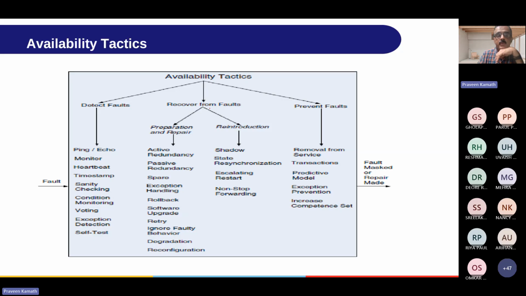Recover from faults. Two: preparation and repair, and reintroduction. In preparation and repair, you have active redundancy, passive redundancy, spare, exception handling, rollback, software upgrade, retry, ignore faulty behavior, degradation, reconfiguration. In reintroduction, you have shadow, state resynchronization, escalating restart, non-stop forwarding. Then comes prevent faults: removal from service, transactions, predictive model, exception prevention, increase competence set.